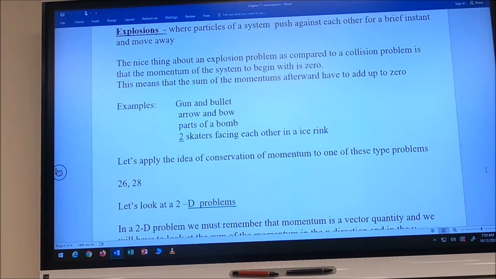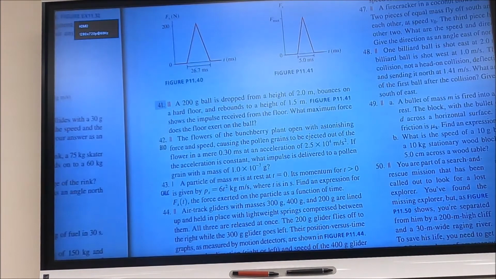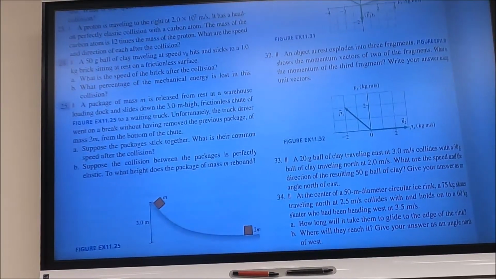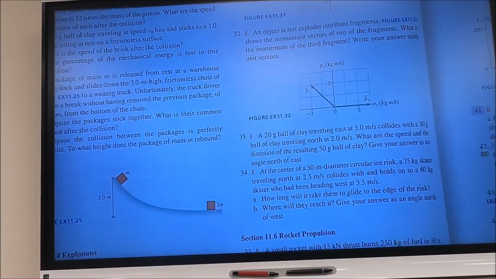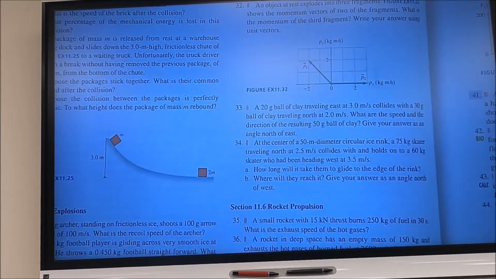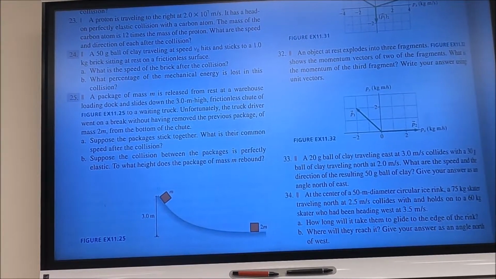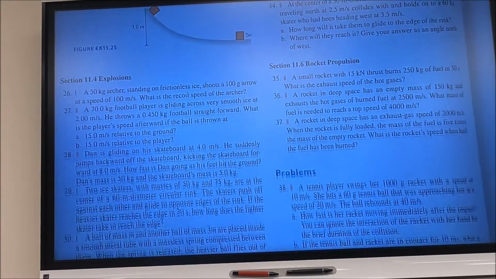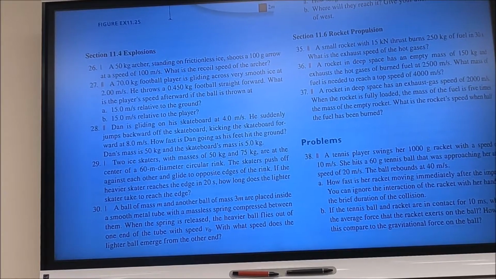So we're going to look at problems 26 and 28, and then we're going to look at some 2D problems. So let's go to 26 and 28. Let me adjust the book here. There they are, problem 26 and 28.